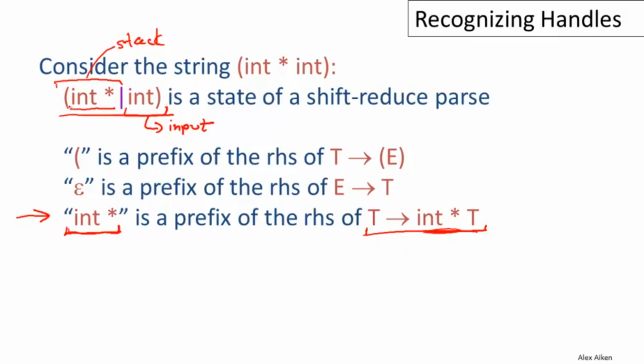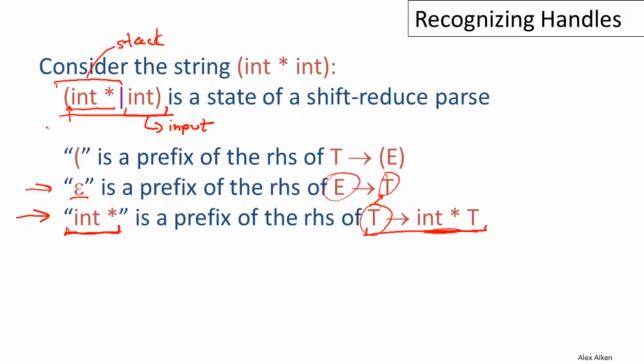Now, the one that's below it here, the prefix that's below it on the stack is right here in between the open paren and the int. This one's an interesting case. It's actually epsilon. So there's nothing there now on the stack. But eventually, once the int star has reduced to T, then that T is going to reduce to E.